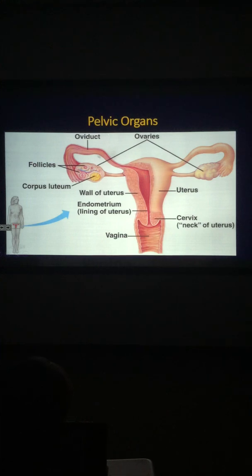Otherwise, you can inject contrast into the uterus, and the contrast will flow to the tube and go into the peritoneum, and you can see this. This is called hysterosalpingography. Hystero means uterus, salpingos means fallopian tube, and this is called hysterosalpingography.